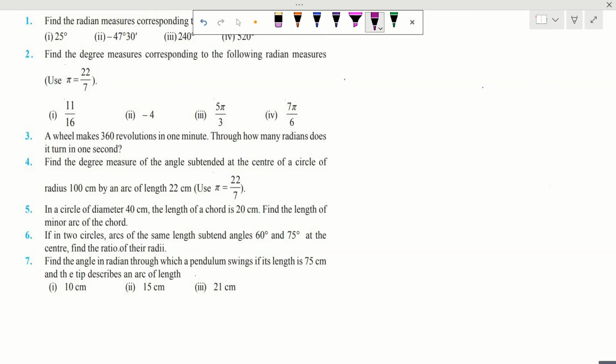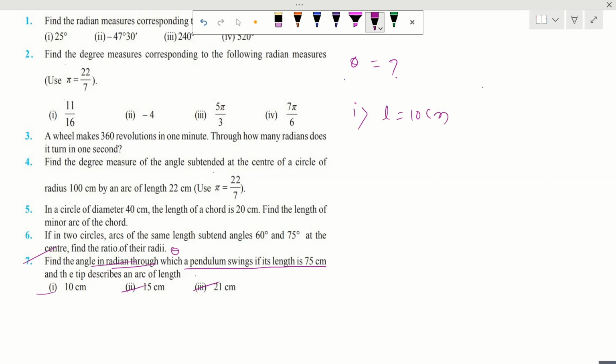Now come to the seventh problem. Find the angle theta in radians through which a pendulum swings, if its length is 75 centimeters and the tip traces an arc of given length. For three different arc lengths, we need to find theta. The first one has arc length 10 centimeters.